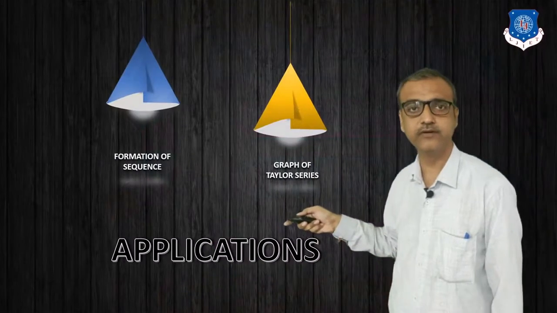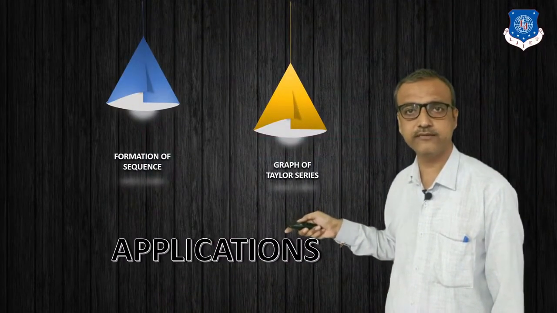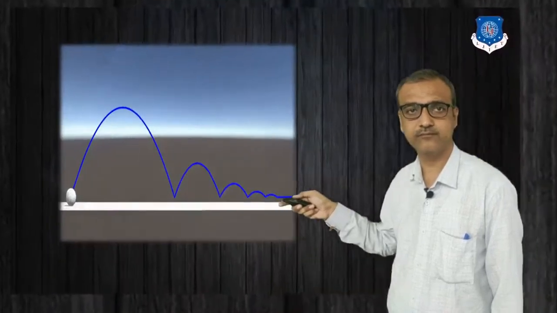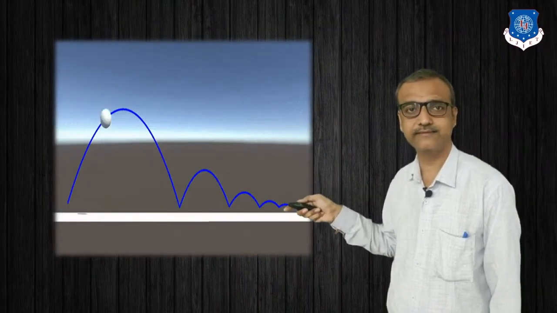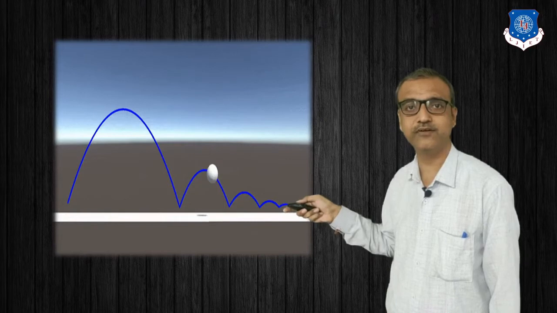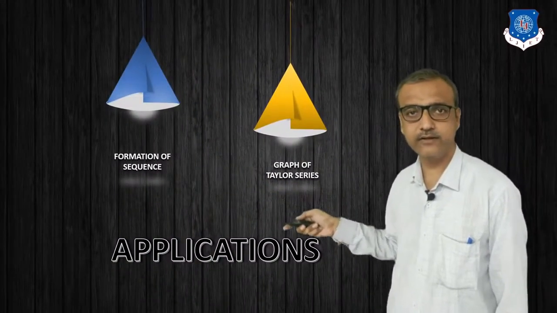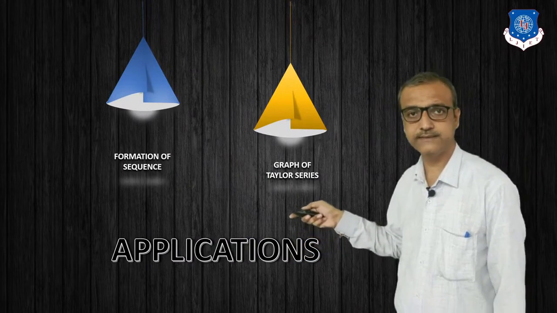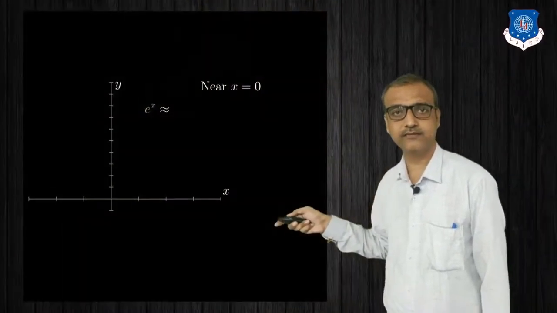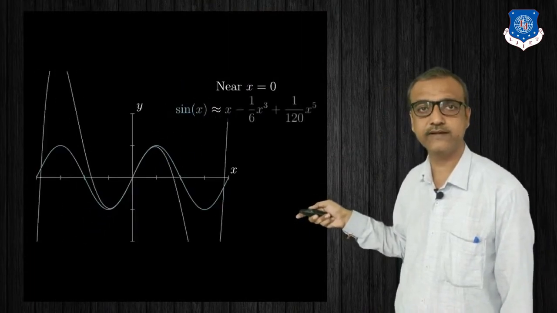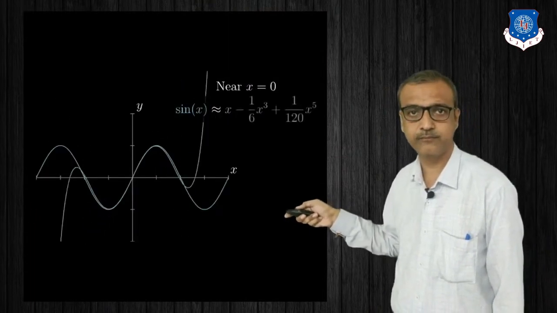Then we have some applications of sequence and series. The first one is formation of sequence. So this is the example of formation of sequence. The second one is graph of Taylor series. So this is the graph of Taylor series. First one we have the graph of e raised to x, then sin x.